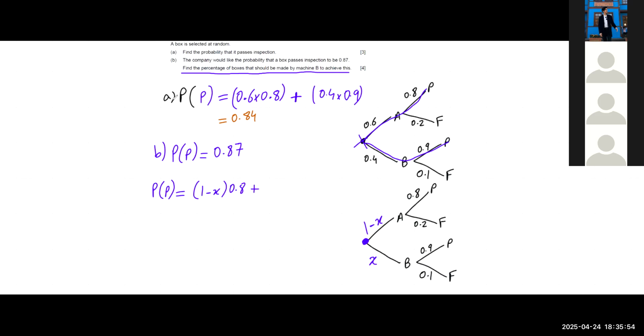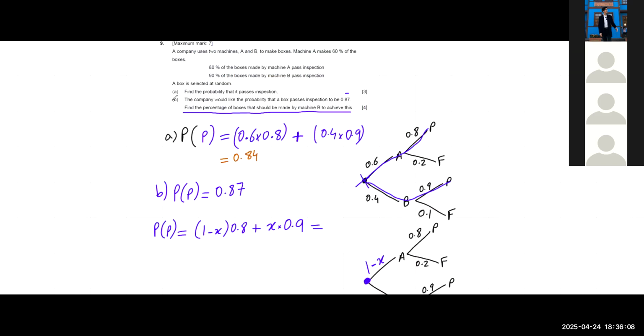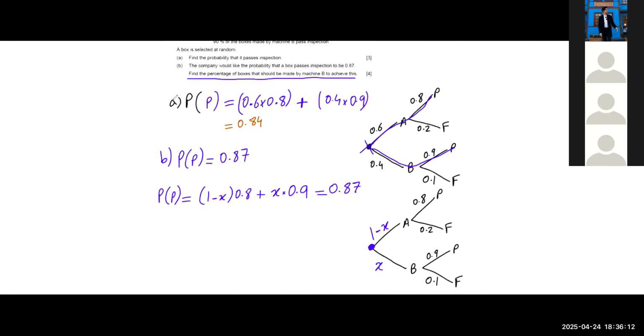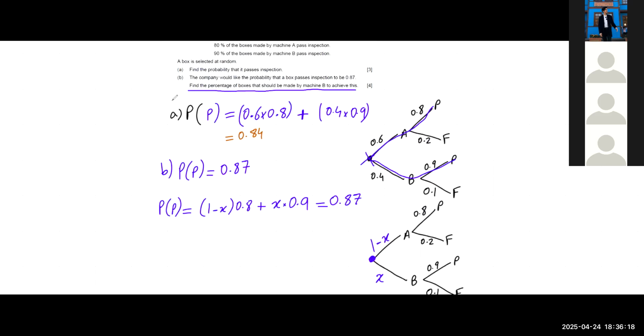It would be x times 0.9. Beautiful, exactly. And we want this to be equal to what? The probability of passing should be equal to what? The company wants it to be equal to 0.87. Exactly. We have an equation. And the only unknown is what percentage of boxes will be made by B, right? Which is exactly what we're trying to find.